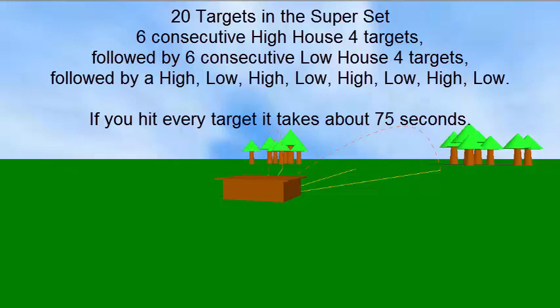So that little drill of 20 targets, without me calling for a target, but instead responding to the target that I see on the wall, takes about 75 seconds. And it's quite a workout, and it's quite a challenge, and it does improve your shooting.